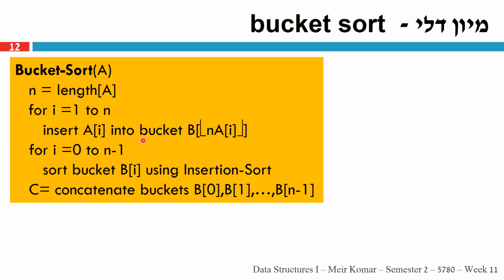How do you insert it? Which bucket? Take a look: the floor of n times A[i]. Now, what's the idea? Why do I have to do that? Why n times A[i]? Anybody?